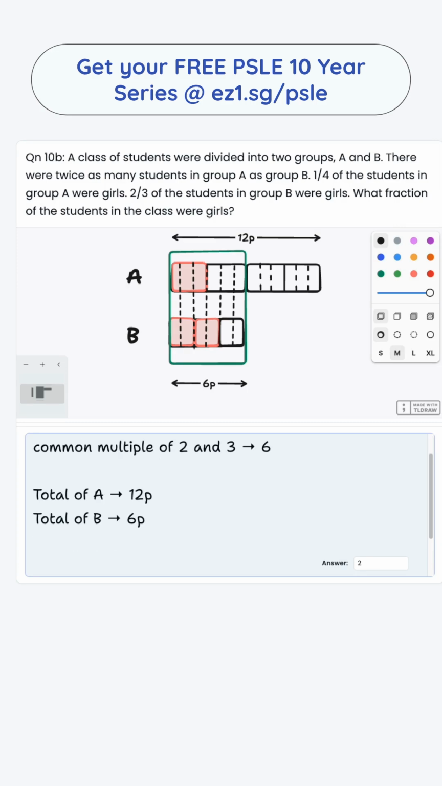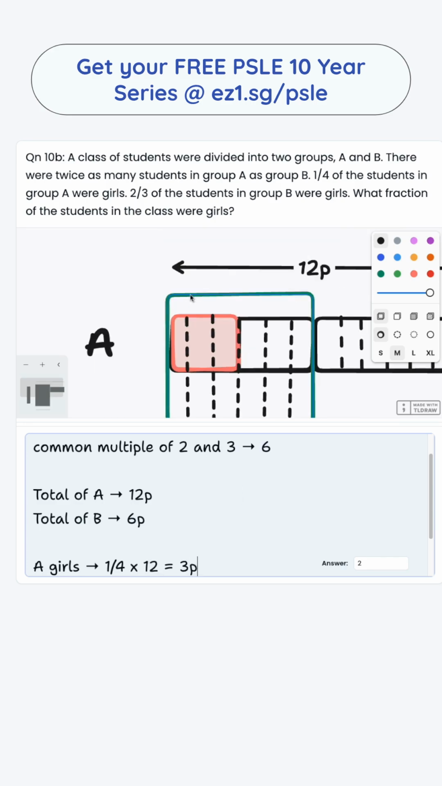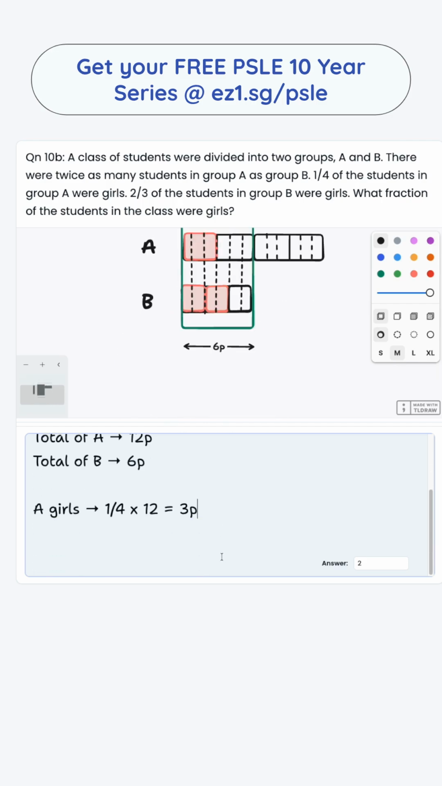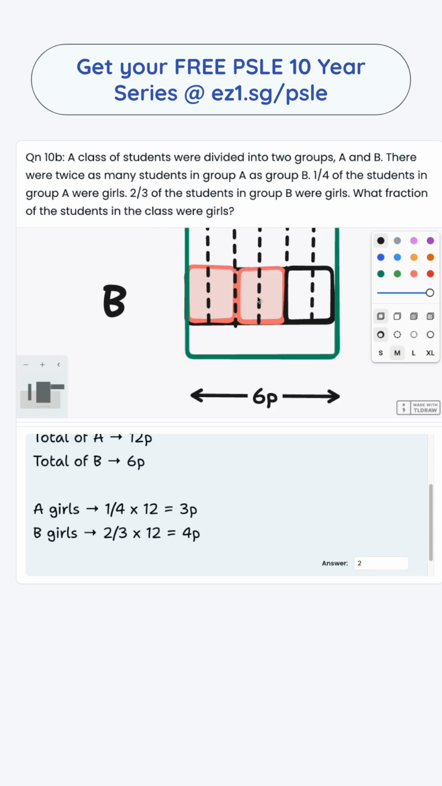So that means A girls is equal to 1/4 times 12. This will give us 3 parts, which is exactly what we see here, right? 3 parts in pink. Then what about B? If you were to write the fraction, B girls is equal to 2 out of 3 times 12, which is equal to 4 parts. That's what you see over here, right? If you zoom in, we have 4 pink parts.